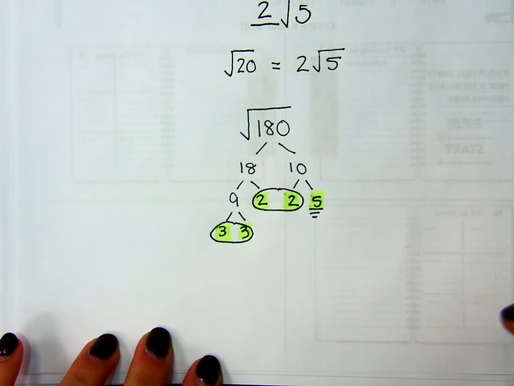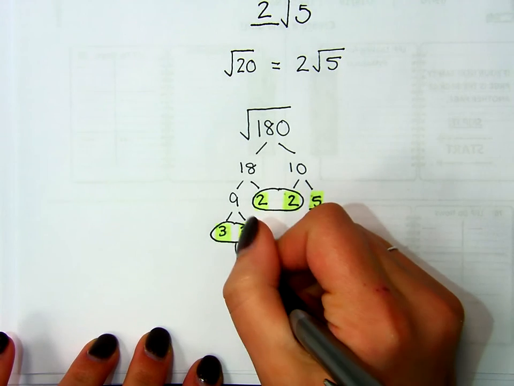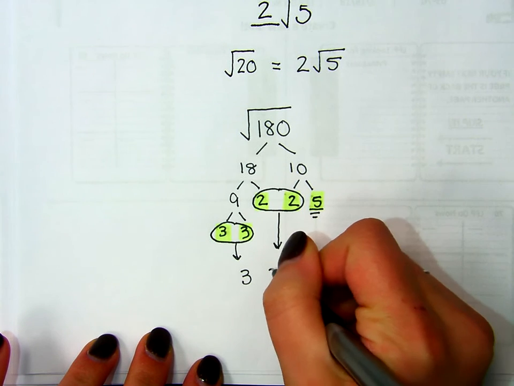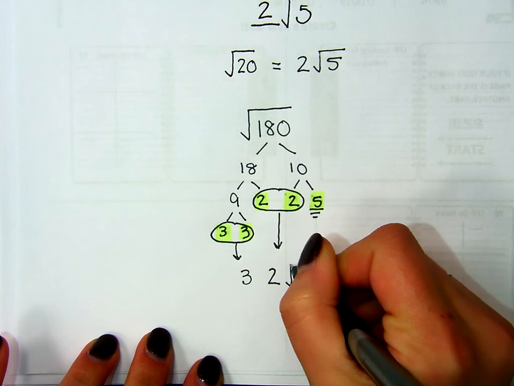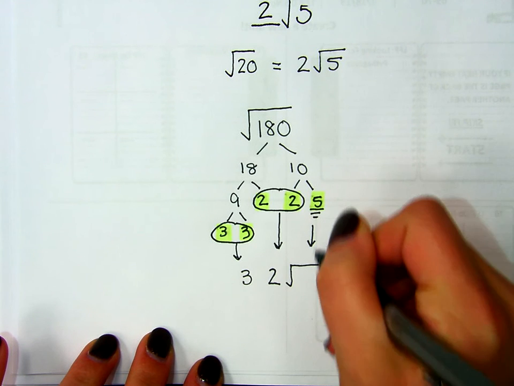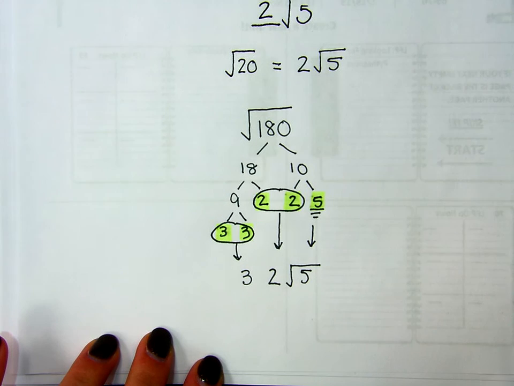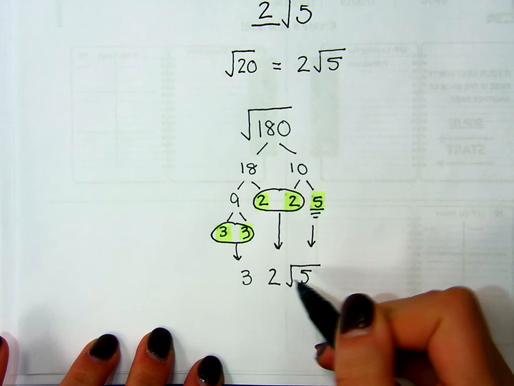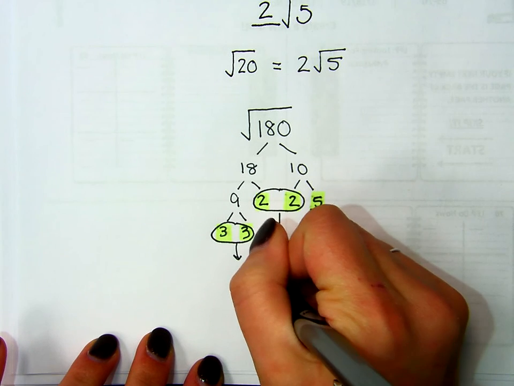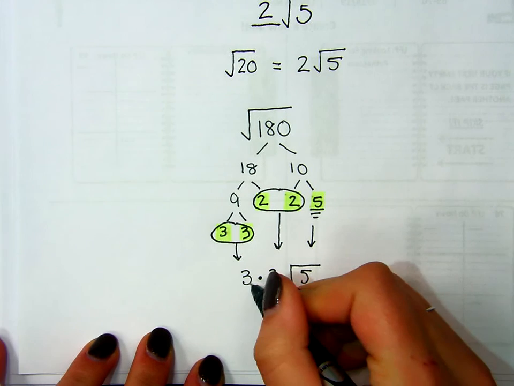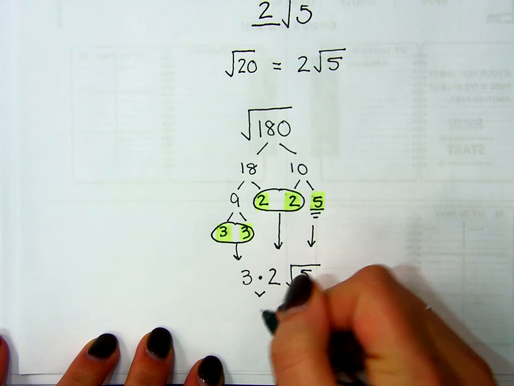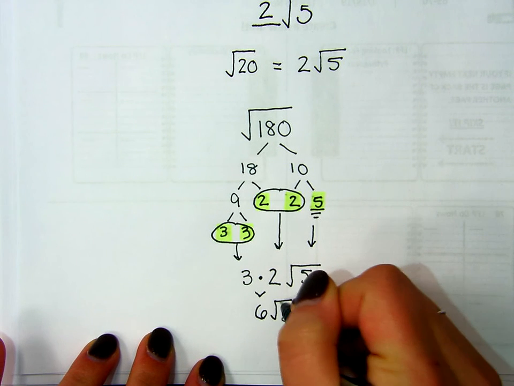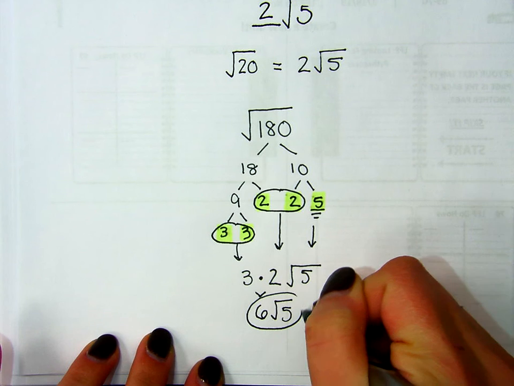So what I'm going to do is pull out a 3. I also can pull out a 2, and I have a leftover 5 left inside the radical. What do you think I should put between the 3 and the 2? Well, multiplication. So we are going to multiply these two numbers. 6 radical 5 is your most simplified answer.